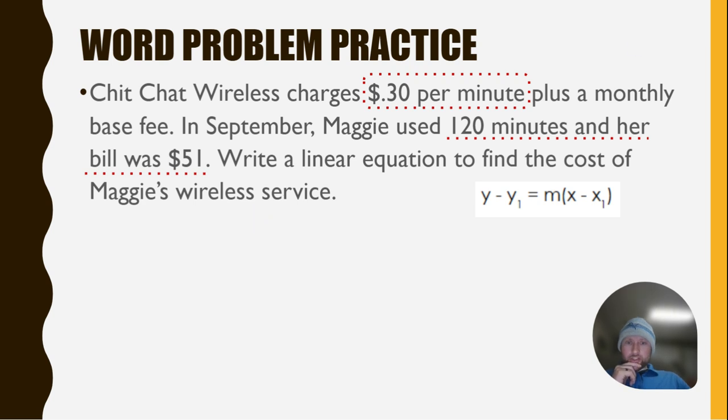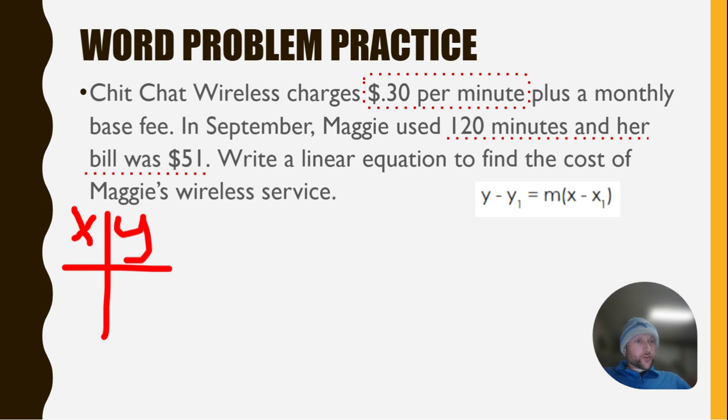So they say Chit Chat Wireless charges 30 cents per minute plus a monthly base fee. In September, Maggie used 120 minutes and her bill was $51. Write a linear equation to find the cost of Maggie's wireless service. Okay, so what they just did was they gave us a point and they gave us the slope. You might not have realized it, but that's what they did.